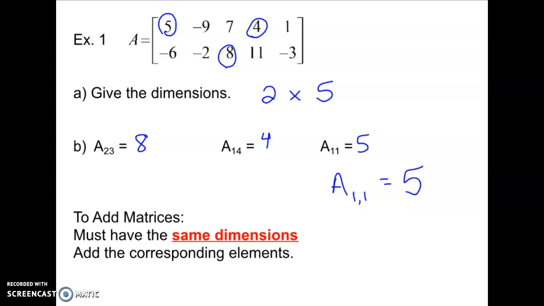All right, the next thing we're going to get into is adding matrices and subtracting matrices. When you do this, they must have the same dimensions. So we can't add a 2 by 5 with a 1 by 3. It has to be a 2 by 5 plus a 2 by 5. So let's try one of these.